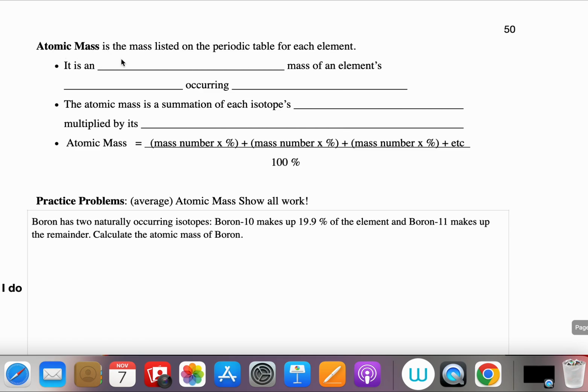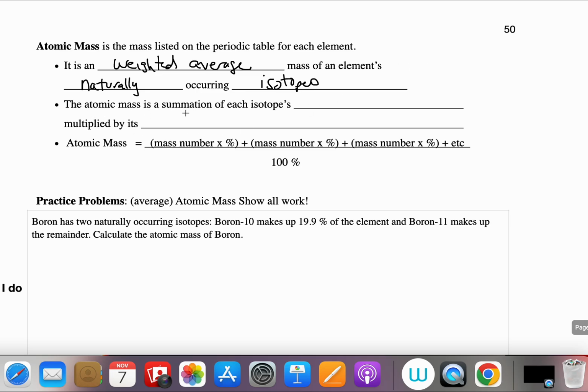Atomic mass. This is the mass that is listed on the periodic table for each element, and when you look at these masses, they go out several decimal places. So the atomic mass is a weighted average. It's a weighted average mass of an element's naturally occurring isotopes.